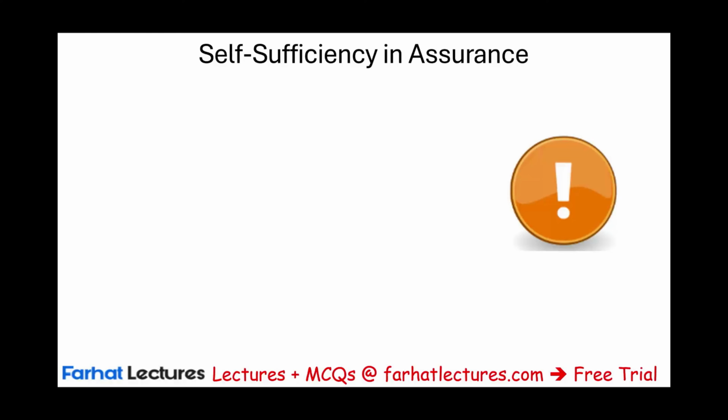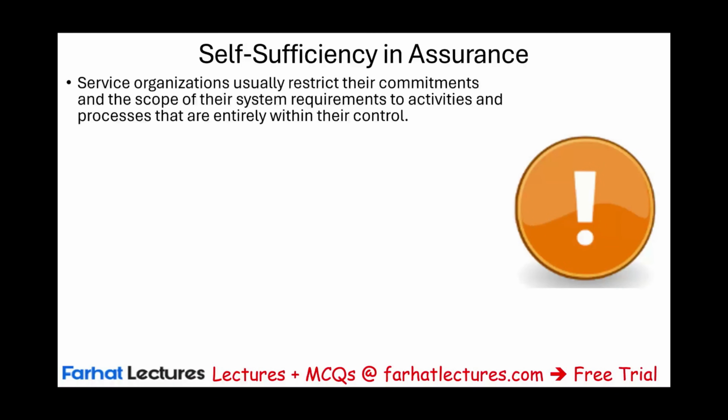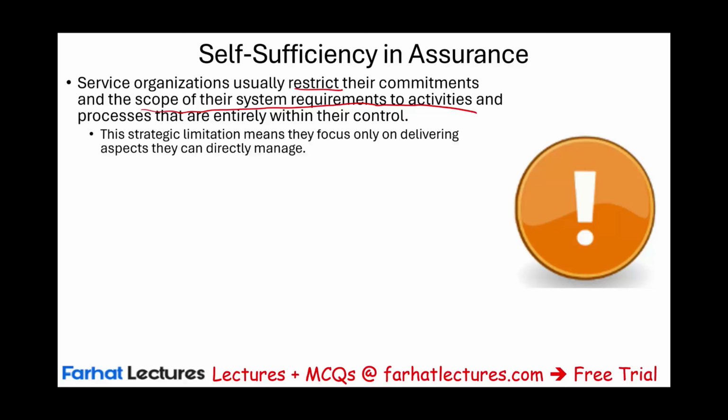It's like, why did I hire you if you always keep asking me to do this or to do that? So what service organizations would do most of the time is try to be self-sufficient in assurance. What does that mean? It means service organizations usually restrict their commitment and the scope of their system requirements to activities and processes that are entirely within their control. It means that we're going to try to avoid relying on your controls. We are self-sufficient, and this strategic limitation means they focus only on delivering aspects that they can directly manage.